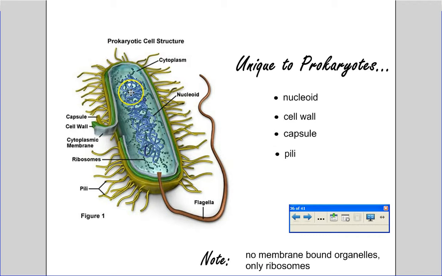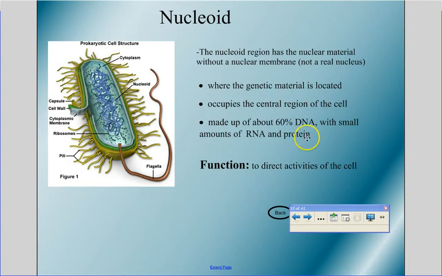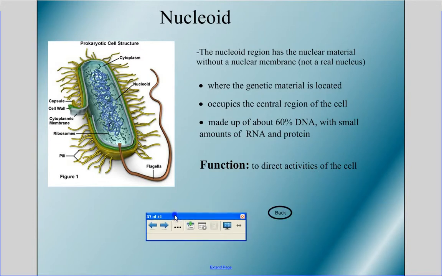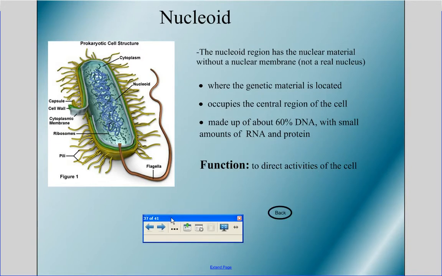In a typical prokaryotic cell, there's no nucleus, but the chromosomal material is found kind of in the center, what we call the nucleoid region. So take a closer look at the nucleoid region. Basically it occupies the central region of the cell. It's made up of about 60% DNA with small amounts of RNA and protein, and it has the same function as the nucleus would in a eukaryotic cell. So it directs the activities of the cell.